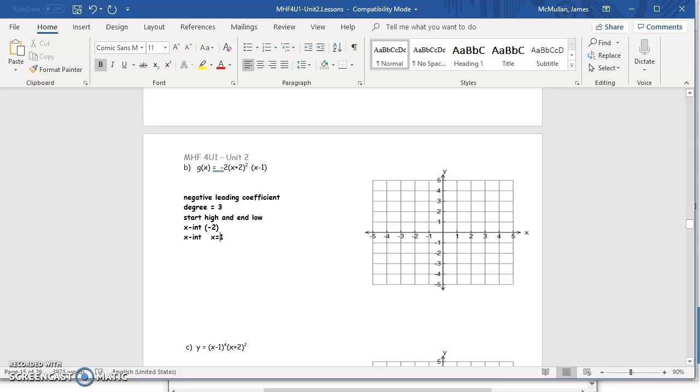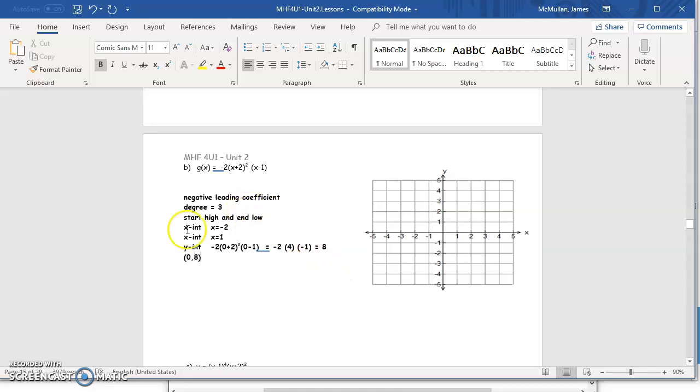Let's write it this way. x equals 1, x equals negative 2. I know there's going to be a y-intercept when I plug in 0. So let's quickly plug in 0, see what we get. Negative 2 bracket 0 plus 2 squared times 0 minus 1 gives me negative 2 times 4 times negative 1, which gives me the number 8. So I know that this graph is going to pass through 0, 8.